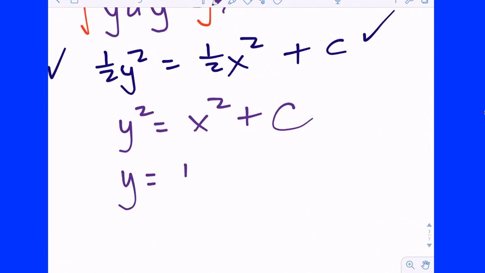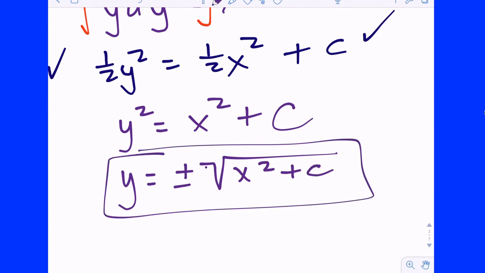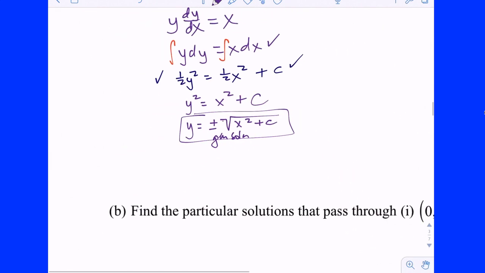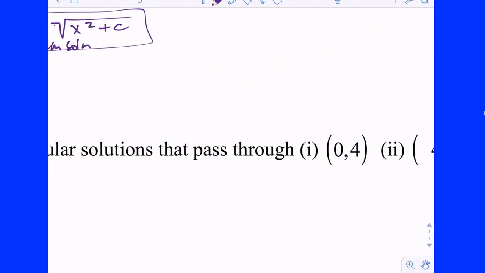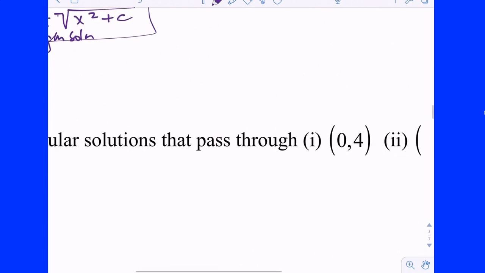Now, when I solve for y, I do have to consider plus or minus for the general solution. And as we saw yesterday, there's really no way in this type of problem, like there was for the natural log, to bring the c out front to absorb the plus or minus. So that would be our general solution with the plus and minus intact. Now it says to find the particular solutions that pass through the points 0, 4, negative 4, 0, and 0, 0.